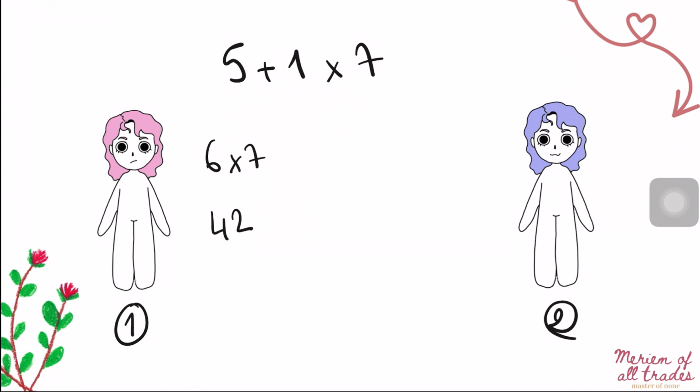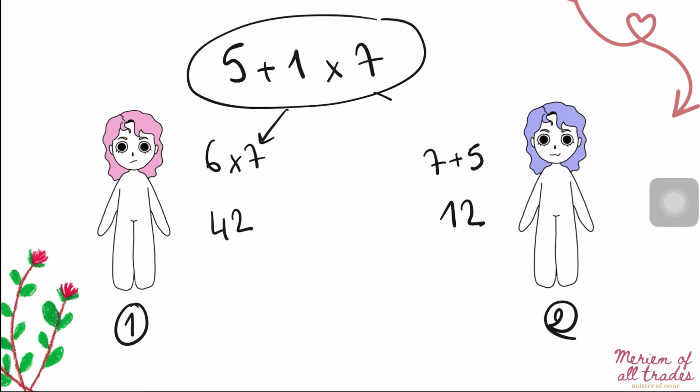42. The second person prefers to start with the multiplication. So 1 times 7, which is 7, plus 5 equals 12. Now here we have the same question, but two different answers. And everything is correct, except for the order of operation. Now, if we kept getting different answers for the same question, we can't really do math that way.